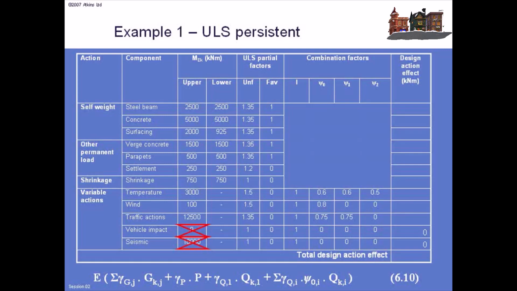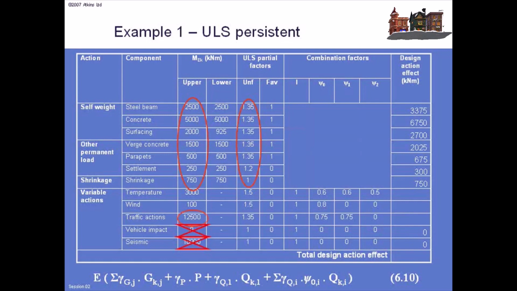So then we start at the left-hand end of the formula and looking at the dead loads. So I want to maximise the dead load, so I choose all the upper bound values of dead load, and I multiply those by the unfavourable gamma factor, and I multiply all those numbers together, and they appear on the right-hand side as the design action effects. Looking at the second term, there isn't any pre-stress, so I don't need to do anything there.